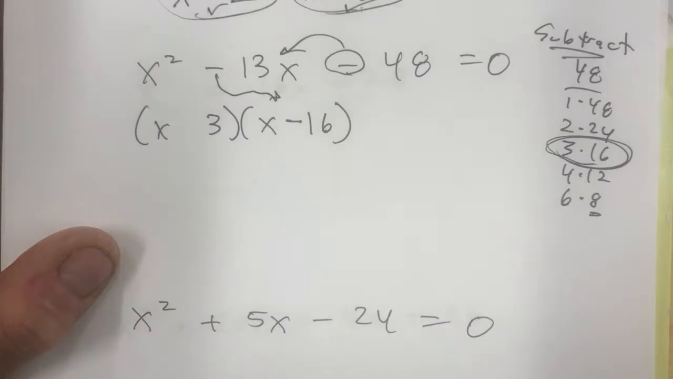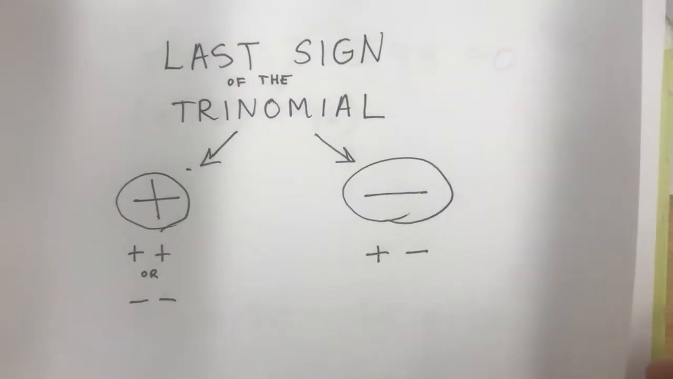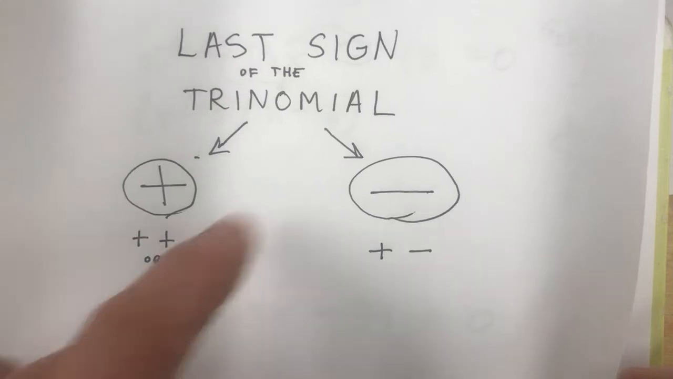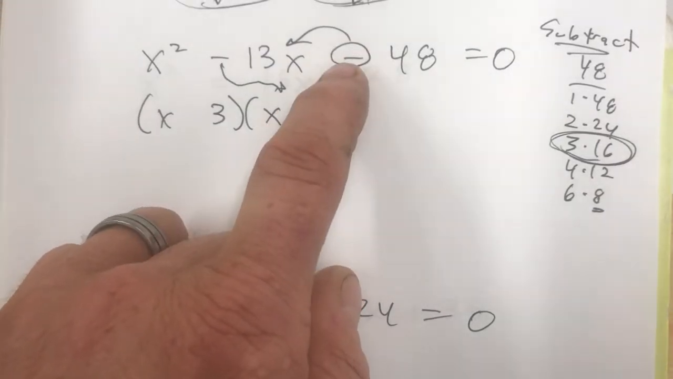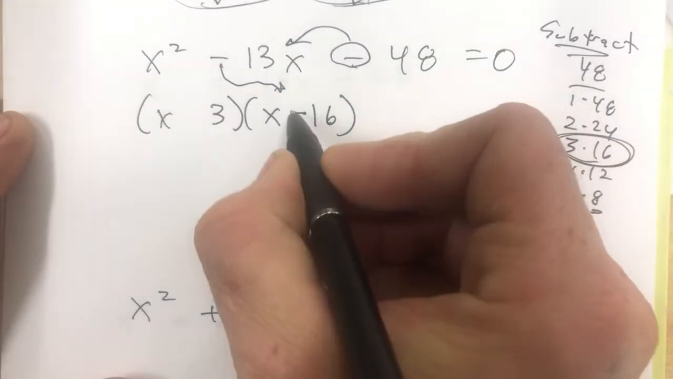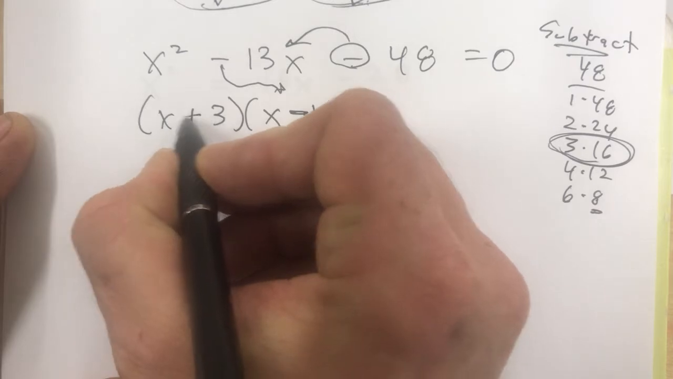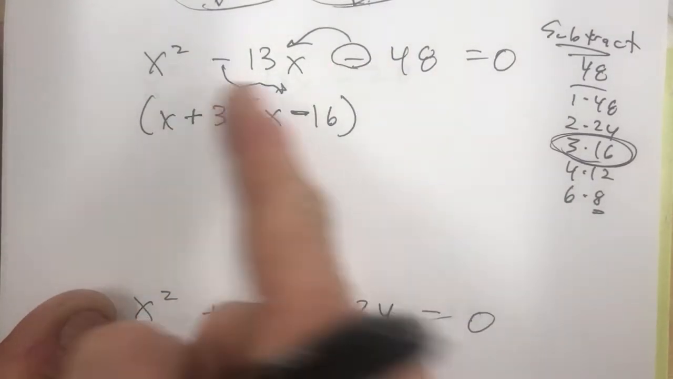And then my last sign, now again, if it's a positive, they're the same. If it's a negative, they're opposites. Well, the last sign's a negative, which means they're opposites. Okay, so since that's a minus already, this has to be the opposite, a plus. And there's my factors. Okay, so I factored my trinomial.